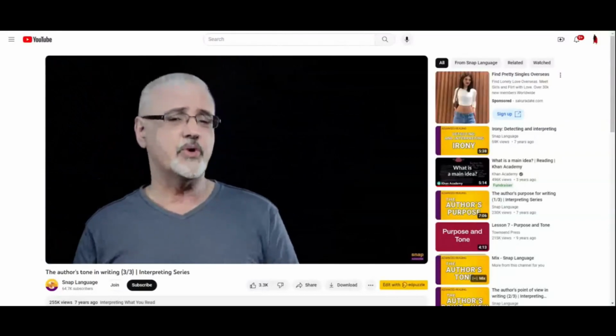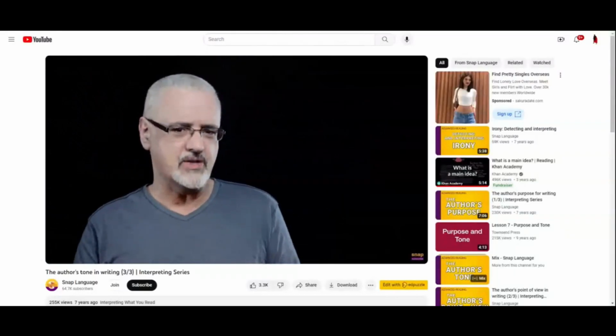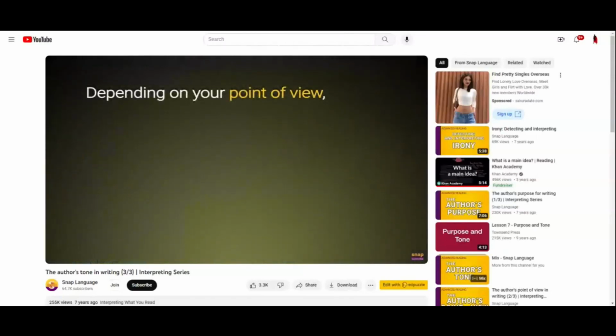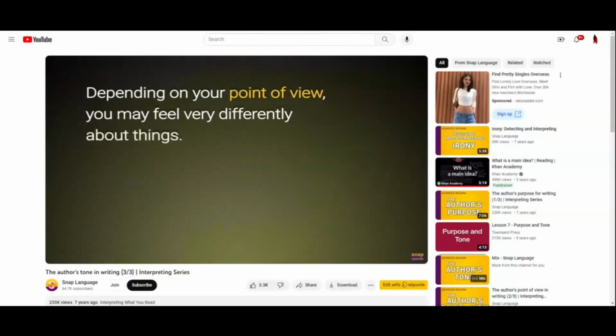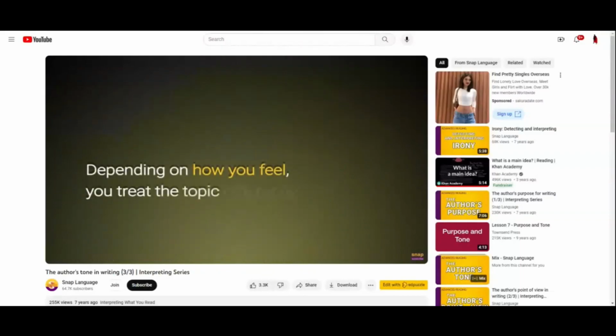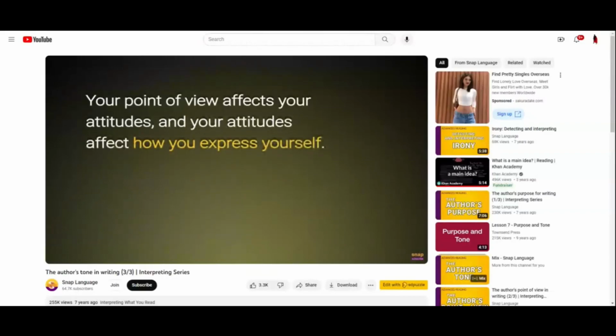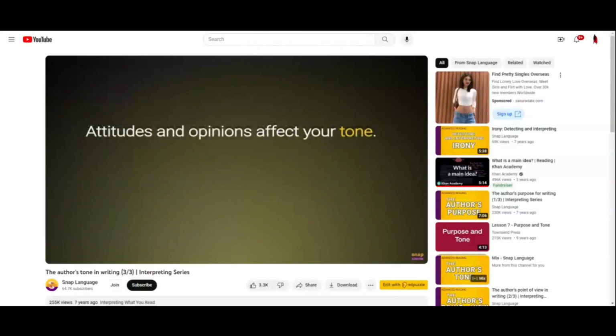We saw that the writer's point of view affects what the writer actually says about the topic. Depending on your point of view, you may feel very differently about things. Depending on how you feel, you treat the topic differently too. So your point of view affects your attitudes, and your attitudes affect how you express yourself. Attitudes and opinions affect your tone.